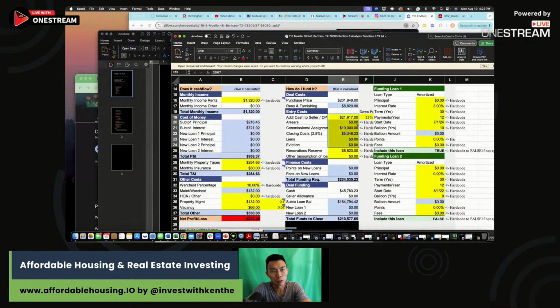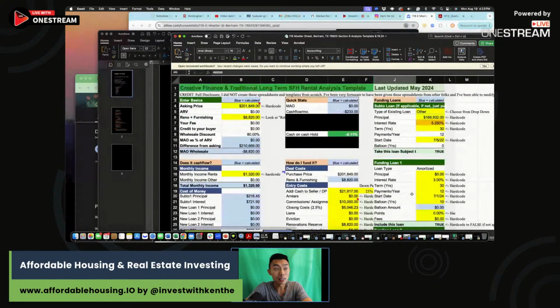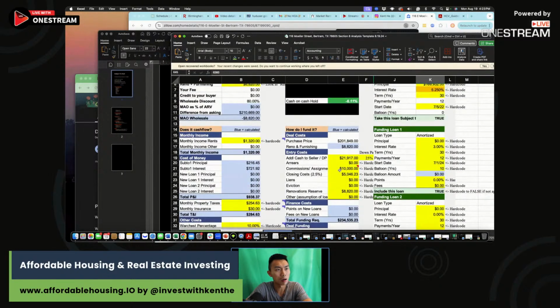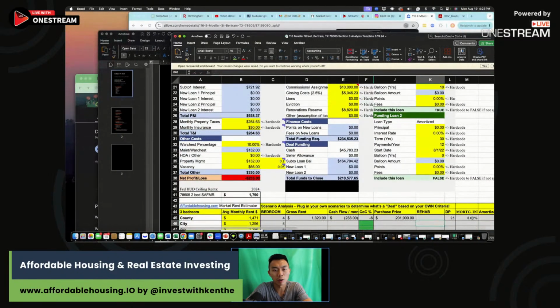Assuming your entry fee was correct, you had $21,000, $10,000 for the assignment, 2.5% for closing costs, and we got $8,800 for renovations. So to me, that's not a deal, right? And obviously, this is not investment advice. I'm not soliciting any investments on this call. I'm simply showing you all the work I do every single day to decide whether or not this is something that's worth my time. And for me, this is not worth my time, right?